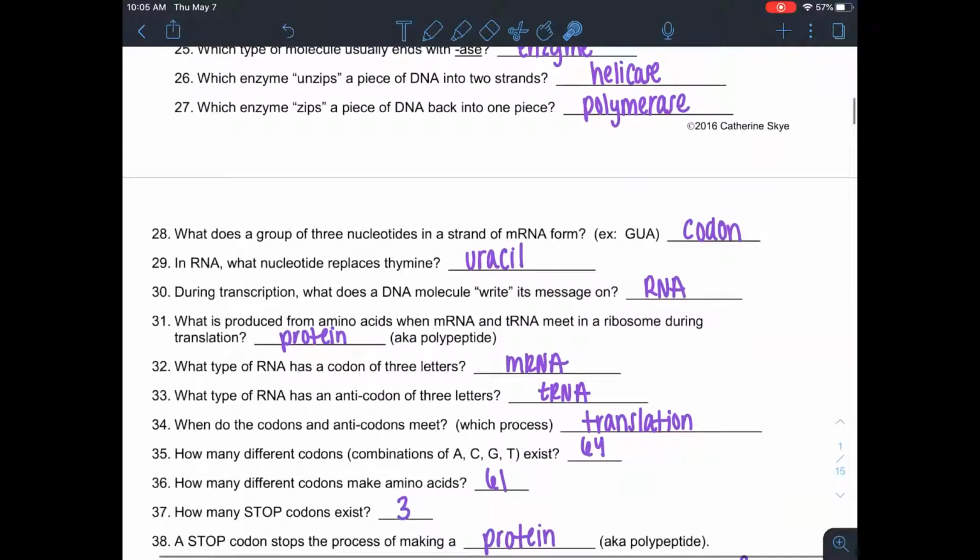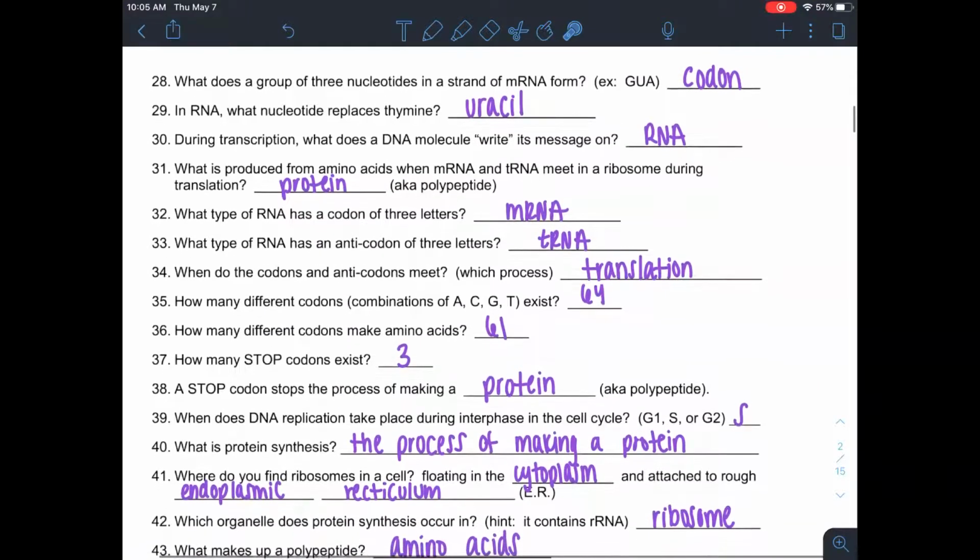All right. For number 28 here, what does a group of 3 nucleotides in a strand of mRNA form, right? So again, if we had GUA, we would call that a codon, right? Because it is the code for the amino acids that we are trying to link together. In RNA, what nucleotide replaces thymine? That would be uracil or U.